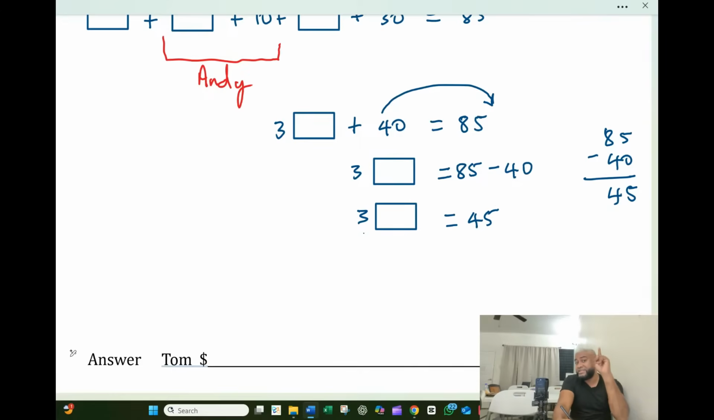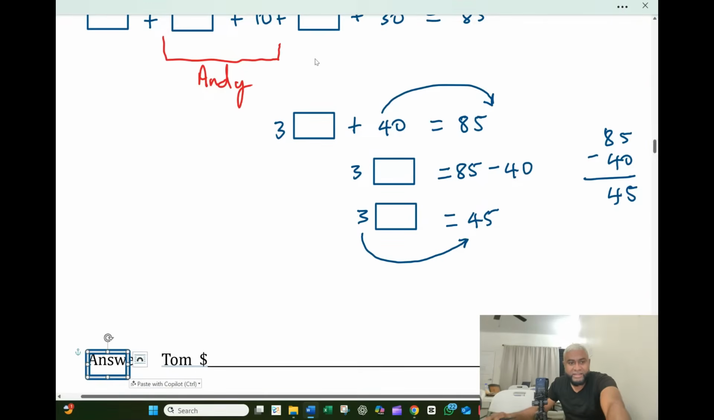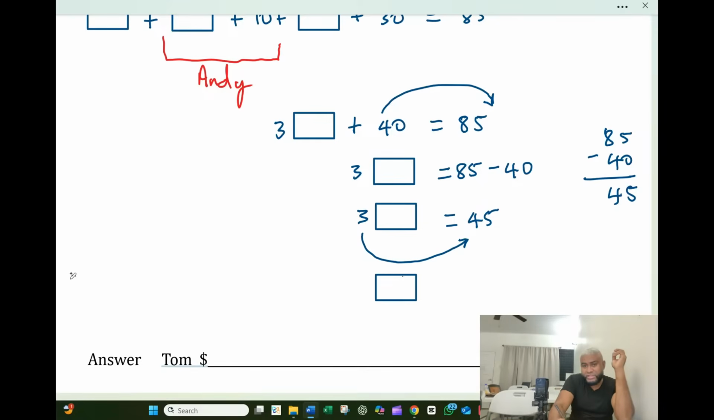And then we need to take this 3 and divide it here, okay? So the same box would be equal to 45 divided by 3. And I think everybody's supposed to have a fair idea that 45 divided by 3 would be 15, right? 3 into 4 is 1, remainder 1. And 3 into 15 would be 5.